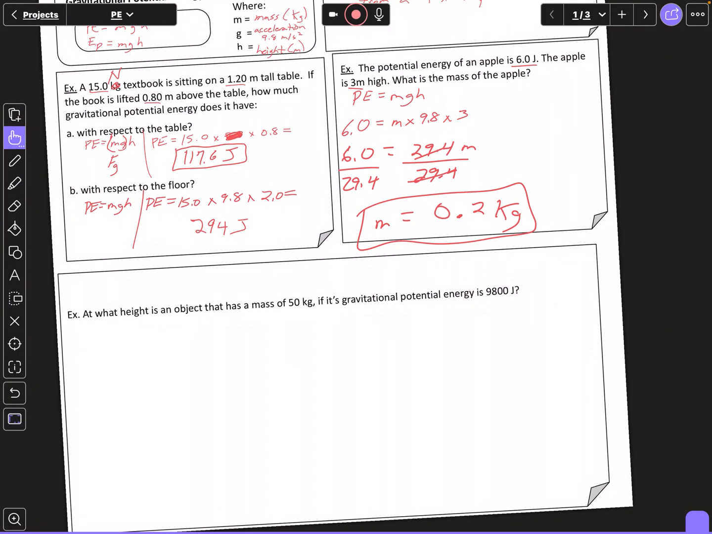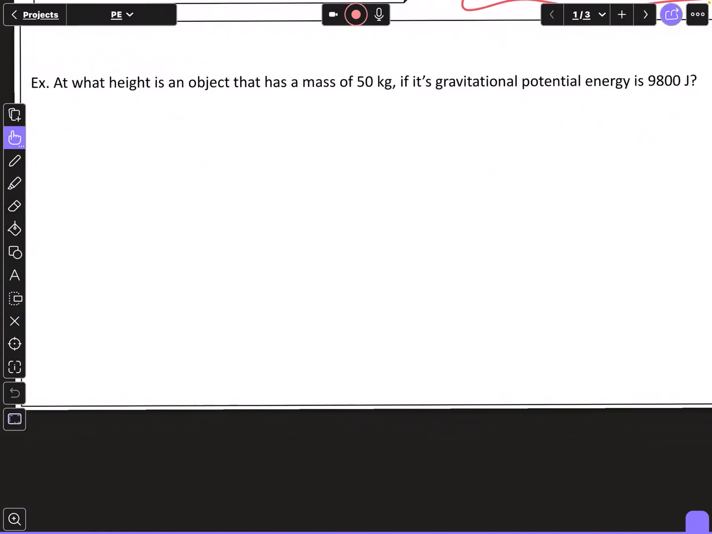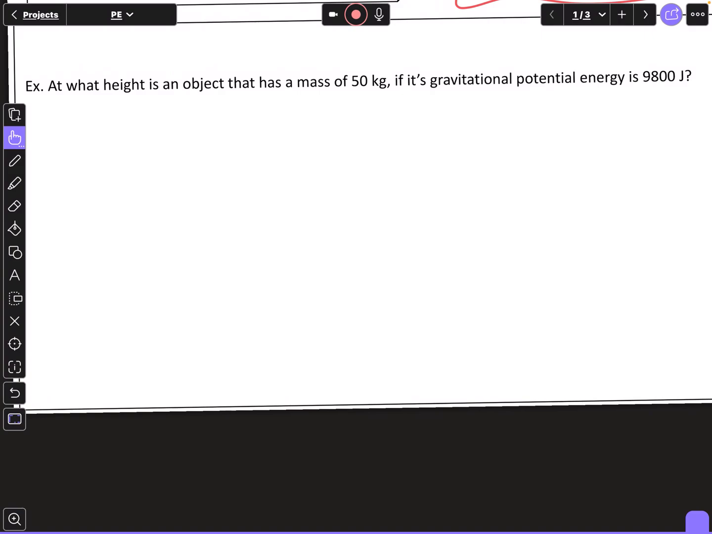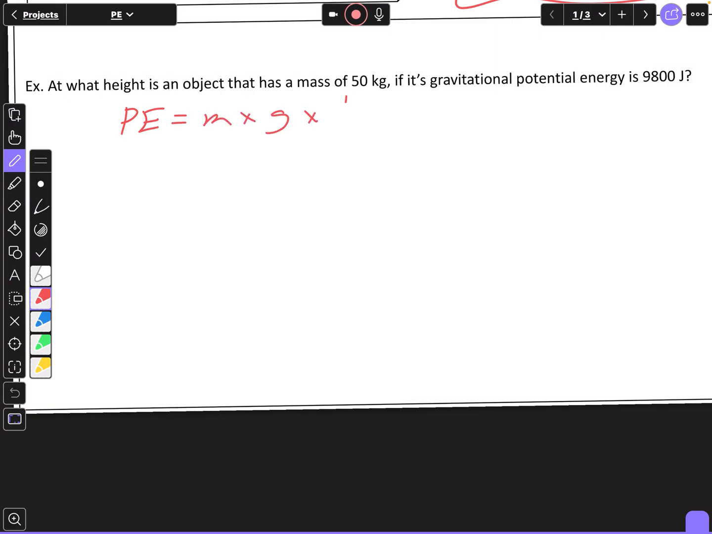So my last problem here says: what height is an object that has a mass of 50 kilograms if its gravitational potential energy is 9800 joules? So I know I'm dealing again with potential energy. Potential energy is equal to mass times g times h. My potential energy, it tells me, is 9800, so I'm going to plug that in for potential energy, equals my mass, it told me is 50. I've got g, so I put 9.8. And then my height is what I'm looking for. Let's just leave that as h.